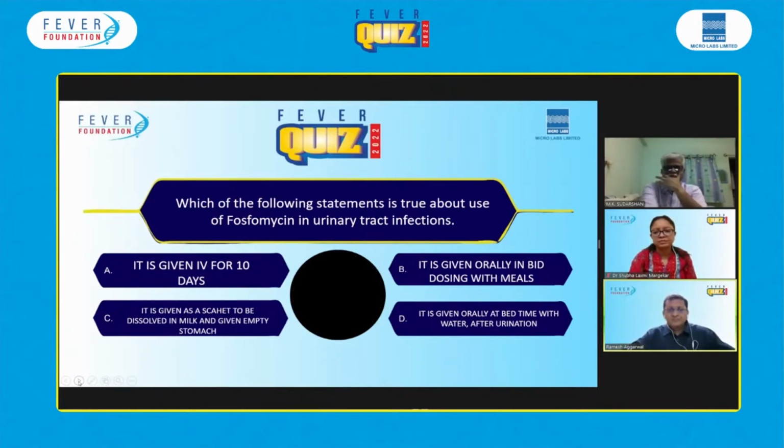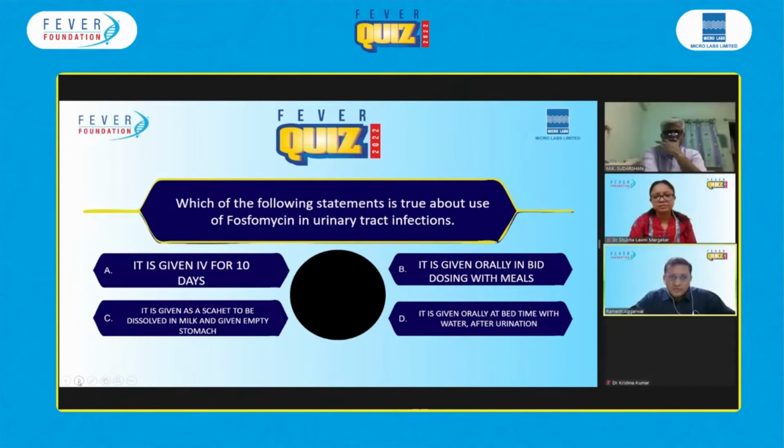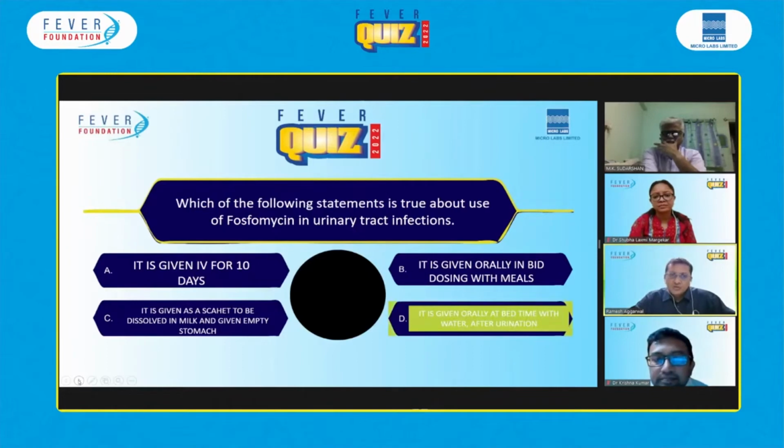Okay, the time is over. So can we have the correct answer, Computer ji? So the correct answer: it is given orally at bedtime with water after urination.